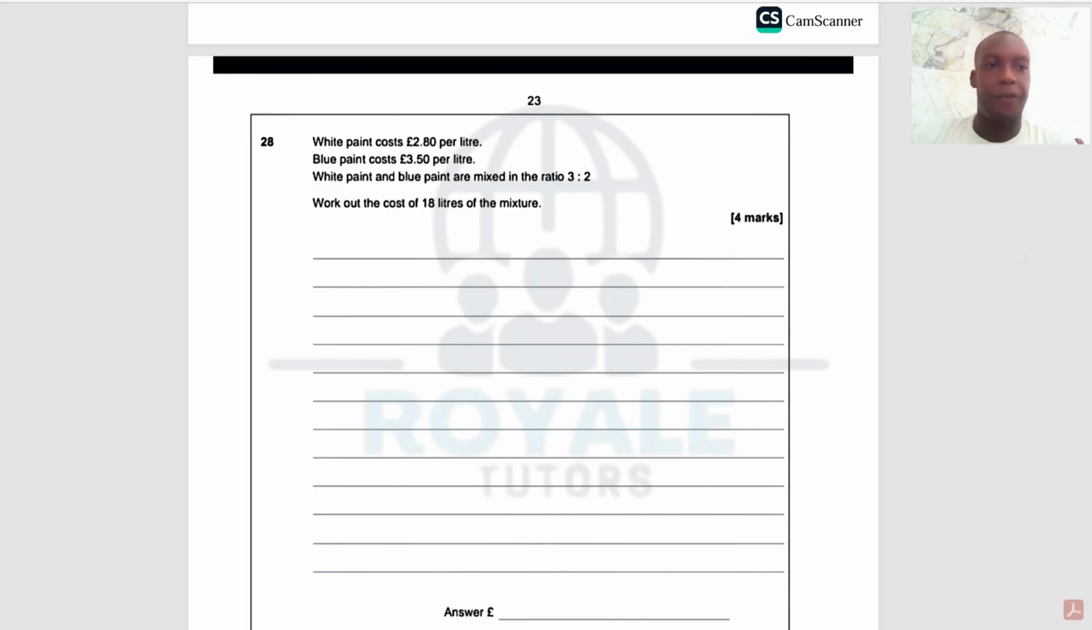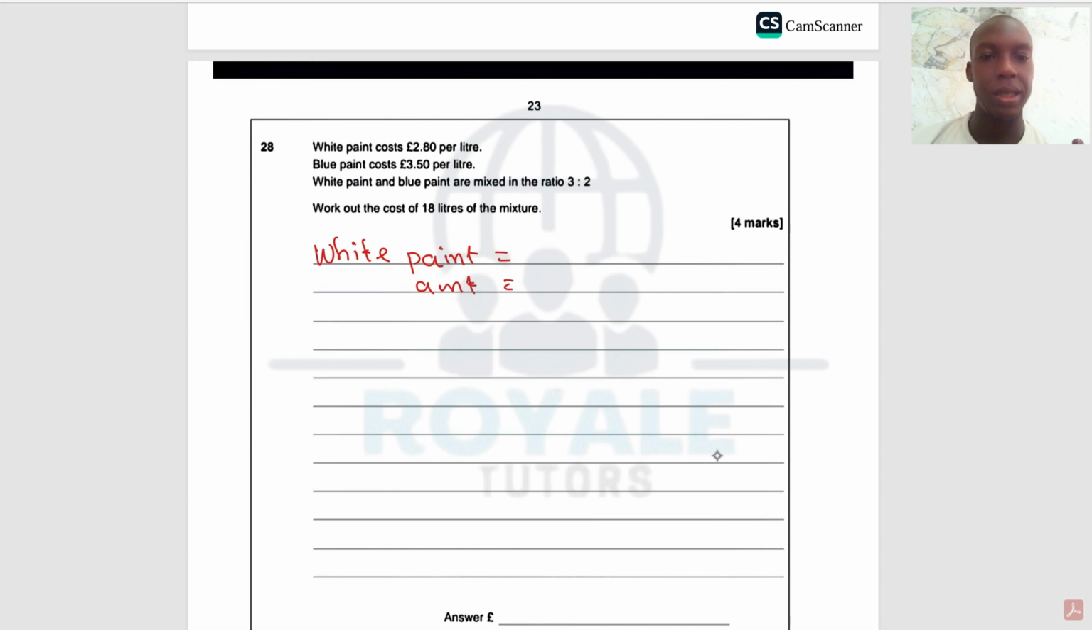All right, this is also another 4 marks question, right? And what do we have now? White paint costs £2.80 per litre. So for white paint is £2.80 per litre. Blue paint, on the other hand, actually costs £3.50 per litre actually. Good.